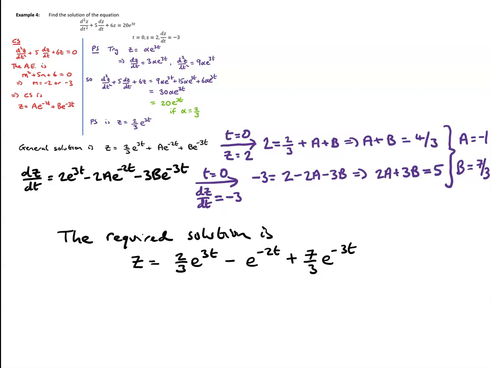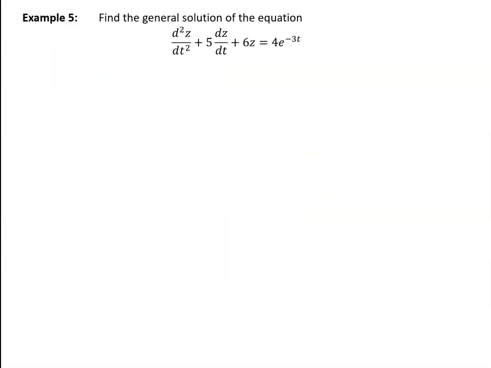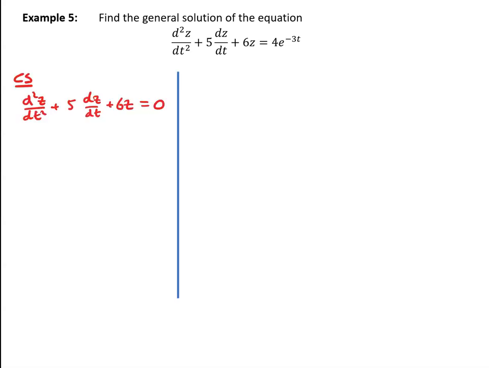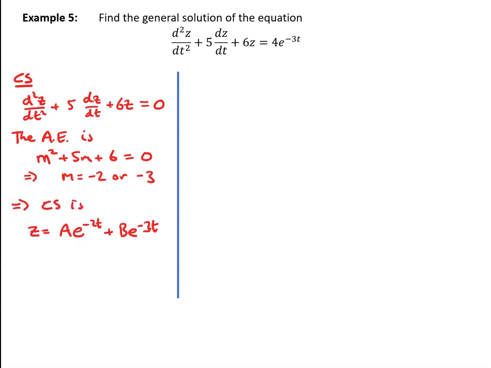Now let's have a look at a very, very similar example. It's exactly the same as the previous example, except the right-hand side now is 4e to the minus 3t. So finding the complementary function is exactly what we did before. We've got the complementary solution is z equals a e to the minus 2t plus b e to the minus 3t.